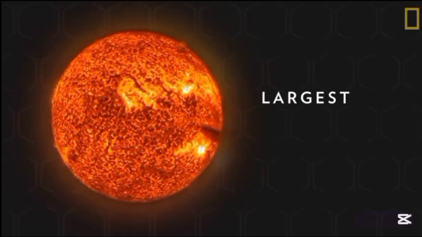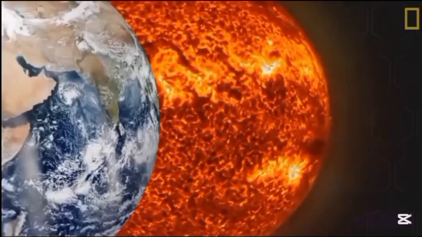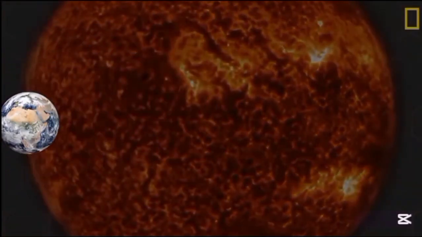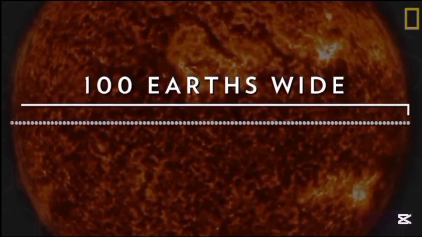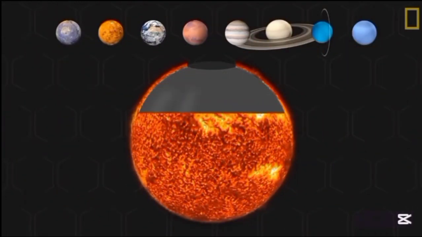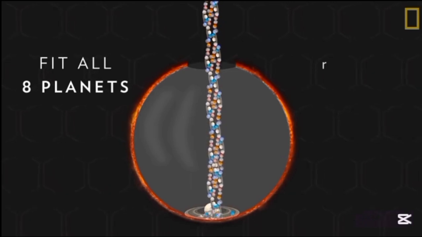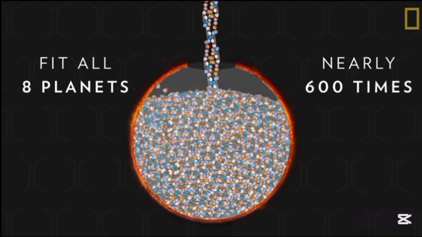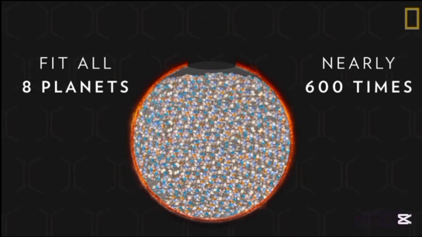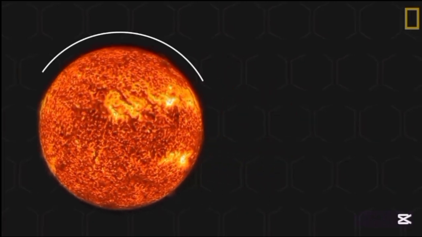The sun is the largest, most massive object in the solar system, and if we compare it with the Earth, the sun is 100 times the Earth's width. Going further, if we try to fit all the 8 planets into the sun, we can do that as many times as we can, approximately 600 times before we fill the sun, meaning the sun is very massive.